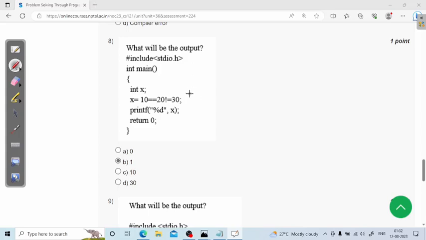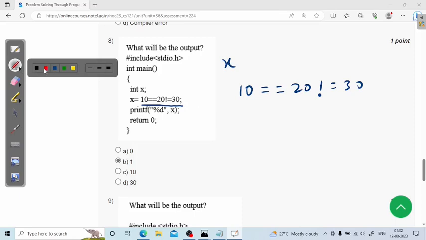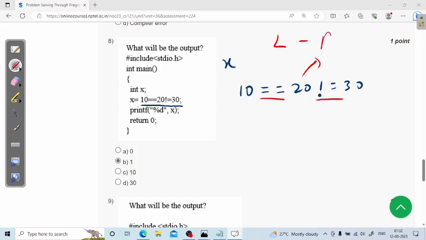The next question says x is a variable taken here and an expression is given here, that is 10 == 20 != 30. Now here we have two operators. One is our equality operator and one is the not equal to operator, and both of them have the same precedence. Now when two operators have the same precedence, we have to check their associativity, and the associativity of these two operators is left to right.